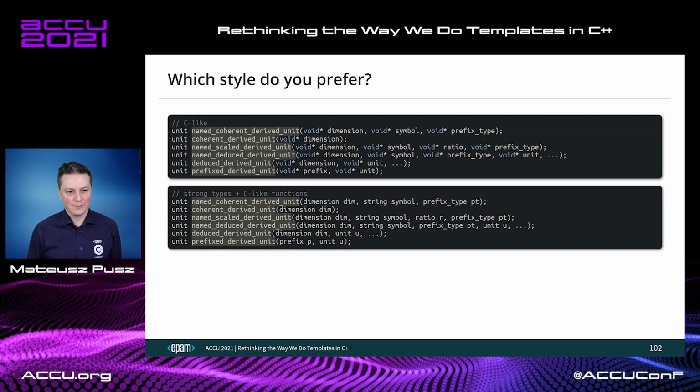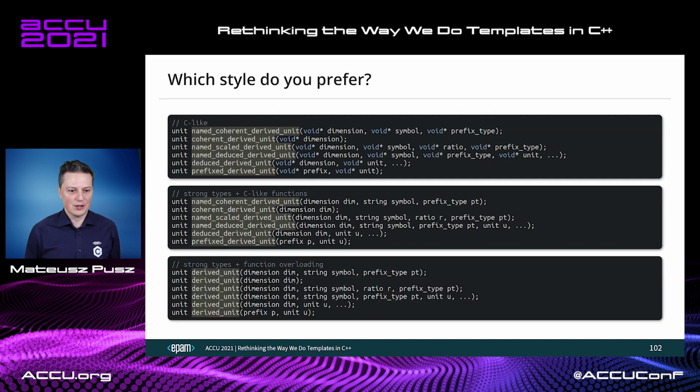But we already learned, if all of those provide a derived unit, it's better to have a function called derived unit with just a different set of arguments. Because this function creates a derived unit. This is a factory function for a derived unit. Right? And this is what we are used to already.